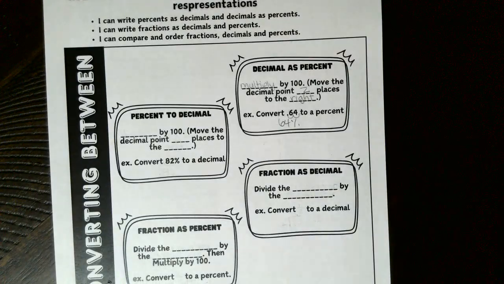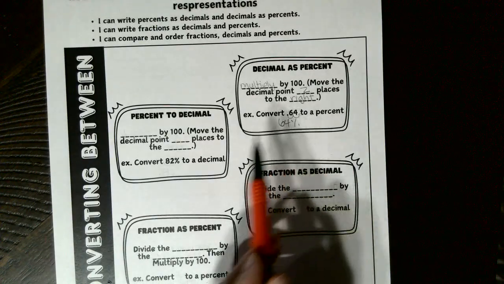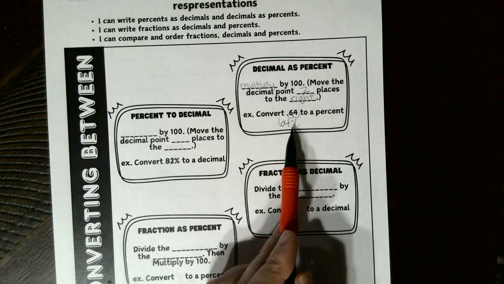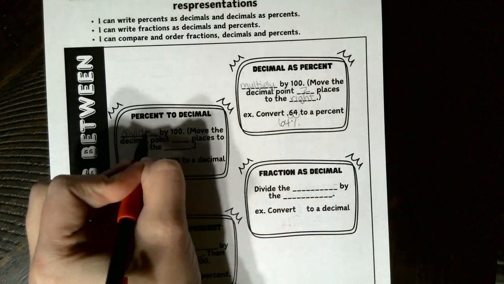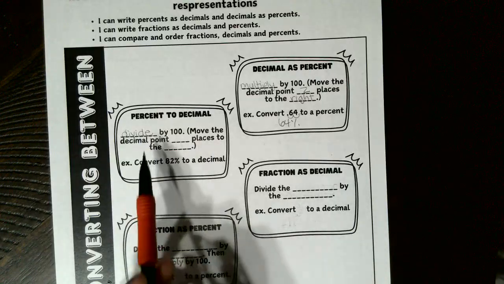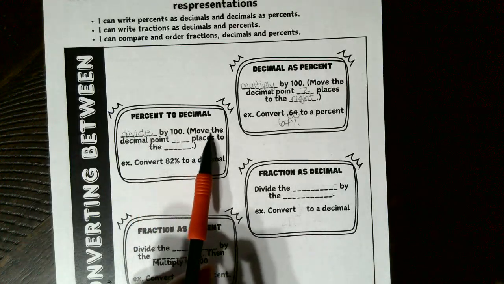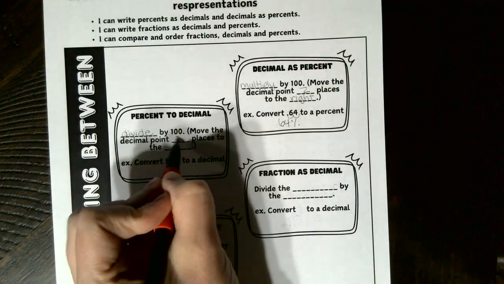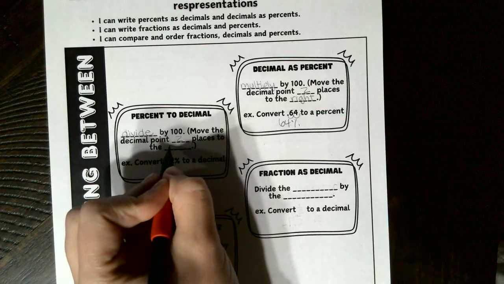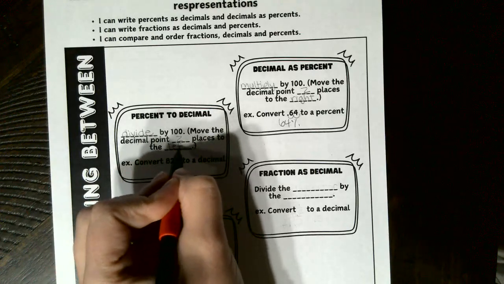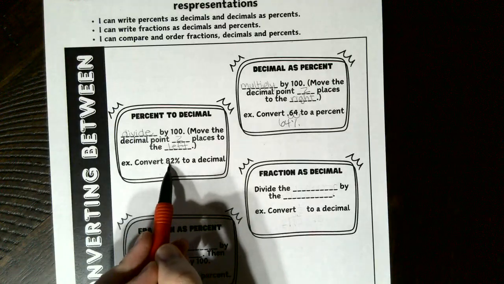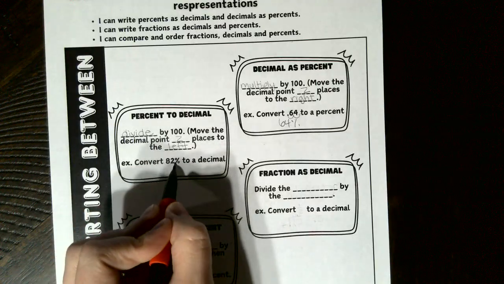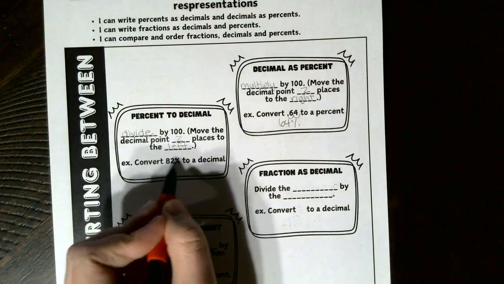If you already have the percentage and you want to find out what it is as a decimal, you're just going to do the inverse operation. So you're going to divide by 100. So move the decimal point 2 places still, but this time you're going to move it to the left. So if my percentage is 82%, I am going to move my decimal, which would be at the end of the 2. It doesn't show because this is a whole number.